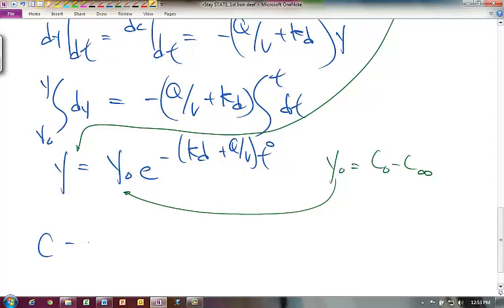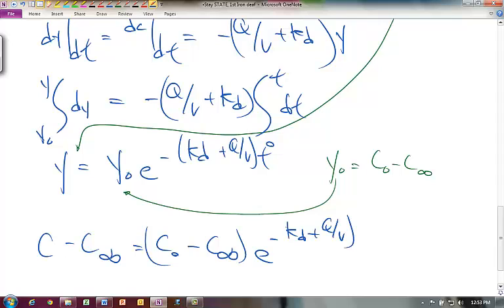And solve for this, C is equal to C infinity plus C naught minus C infinity, e to the minus kd plus Q over V times t.